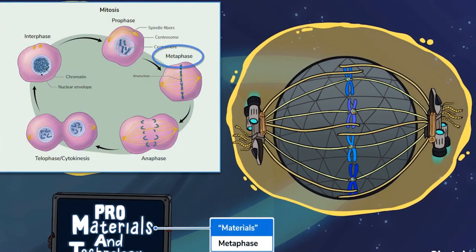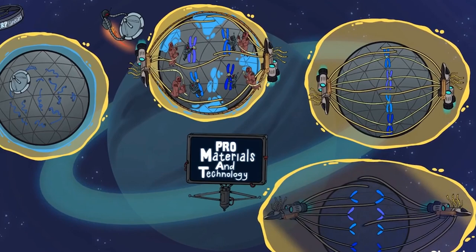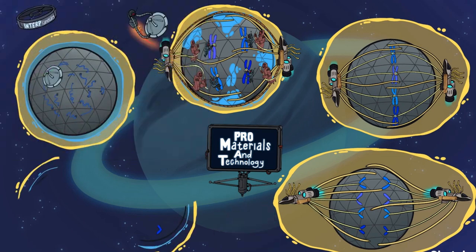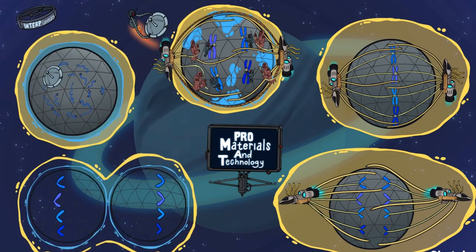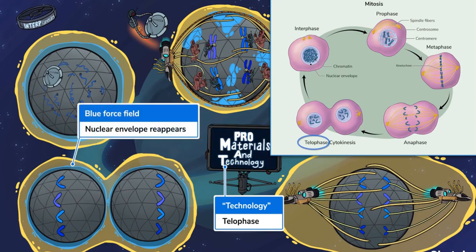The sister chromatids are now in their fully condensed form and line up at the metaphase plate. Once they're given the A-OK, the sister chromatids are pulled apart to opposite poles during anaphase. And finally, we get to telophase. In telophase, the spindle fibers disappear and the nuclear envelope forms again.